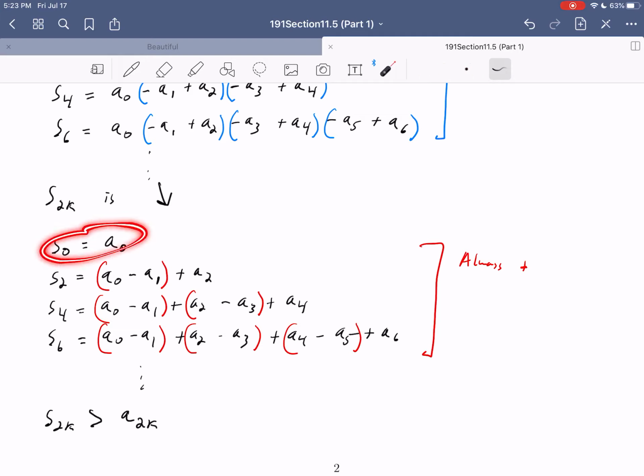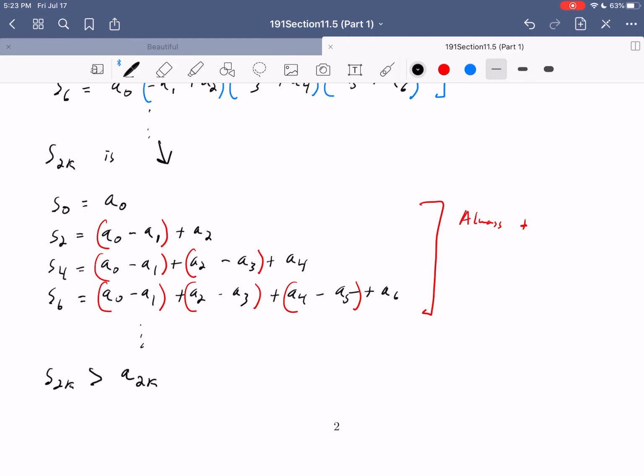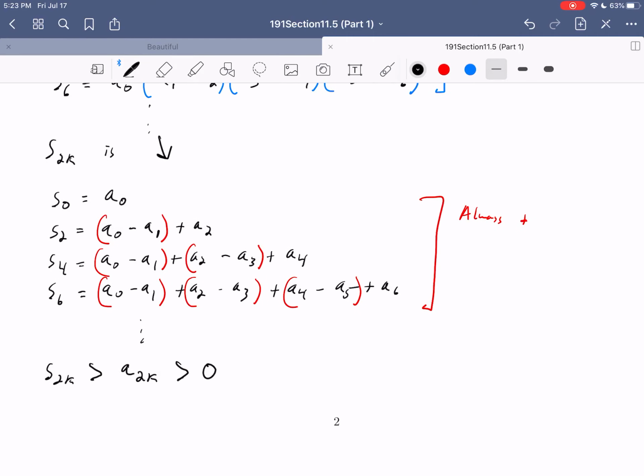I mean, in this case, it's actually equal. In this one, it's some positive plus A sub 2. In this one, it's some positives plus A sub 4. In this one, it's 3 different positive numbers plus A sub 6. Certainly, S sub 2k is greater than A sub 2k. But remember, the A's are our sequence, and we know that those are always greater than 0. They're always positive. Remember, being positive is the same as always being greater than 0.